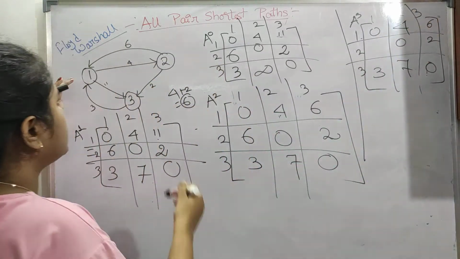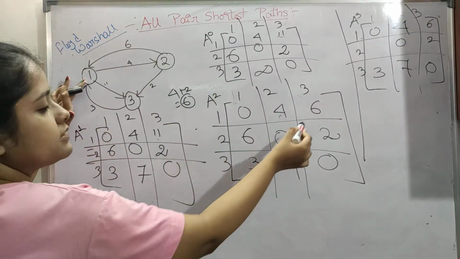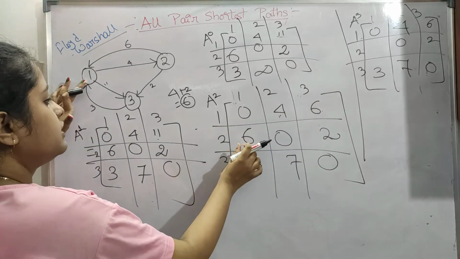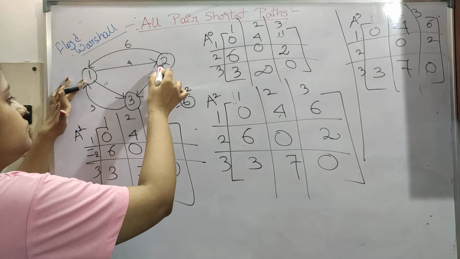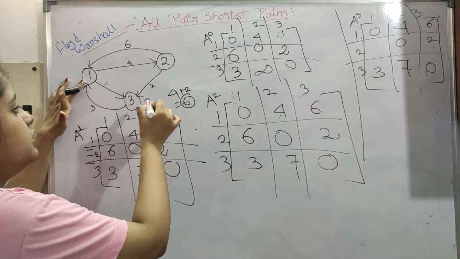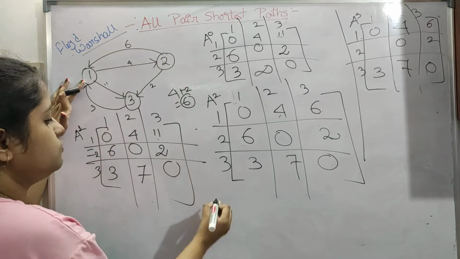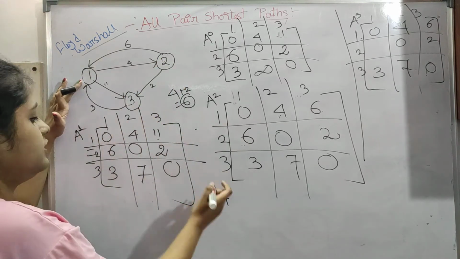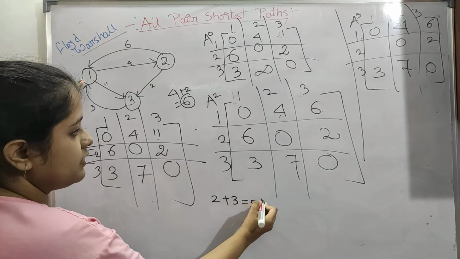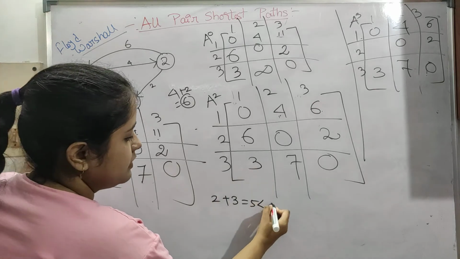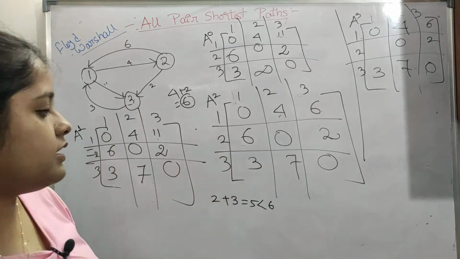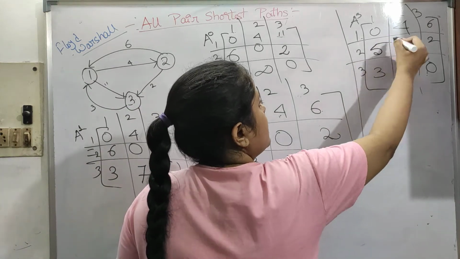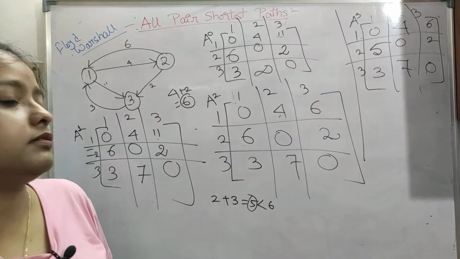And from 2 to 1, previously it was 6. If we use this 2 to 3, which is 2, plus 3 to 1, which is 3, this is 5. So 5 is less than 6. Previously it was 6, and now it is coming as 5. So this is our ultimate vertex matrix.